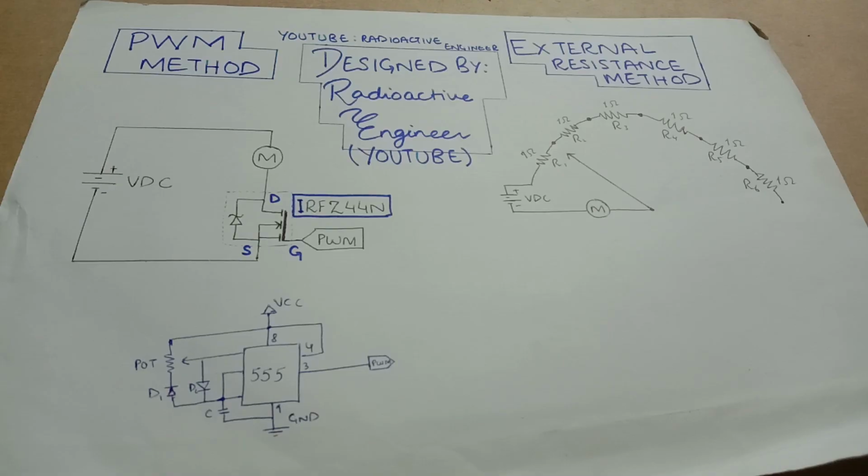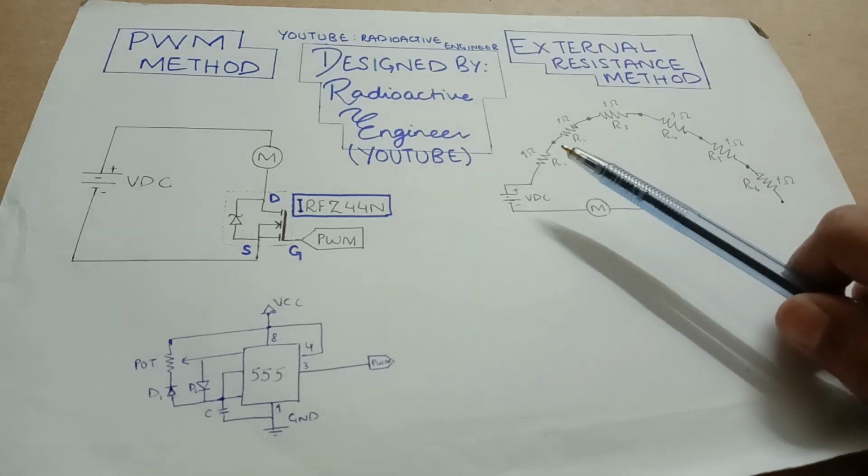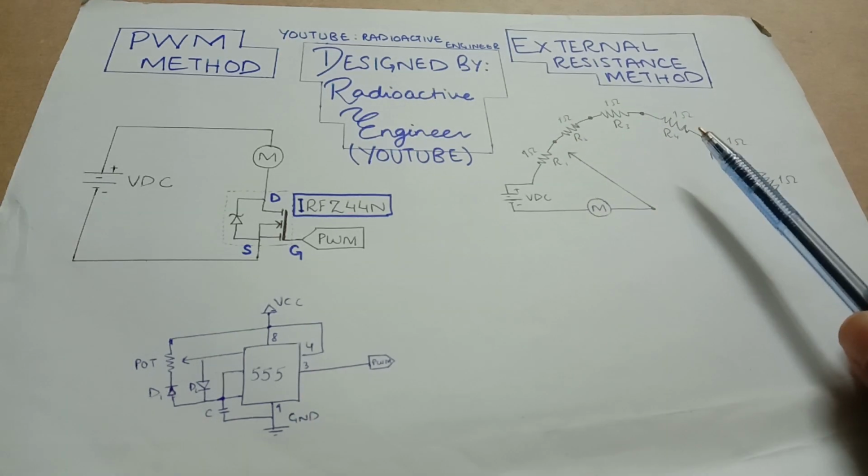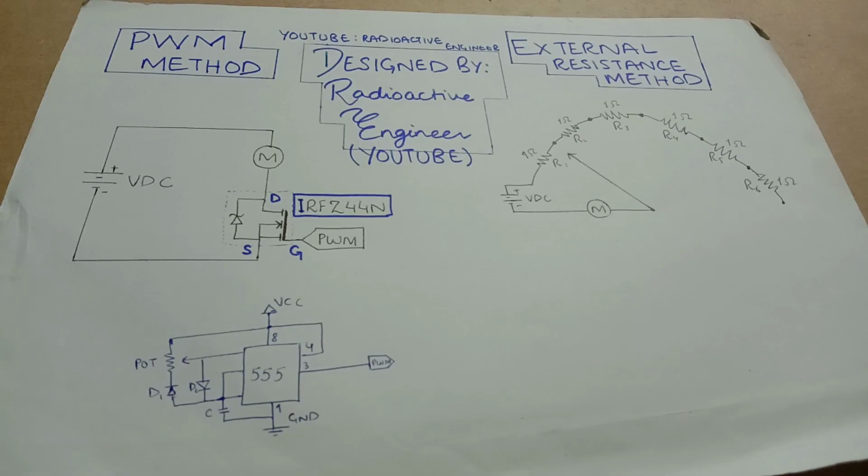Similarly, for controlling the speed using external resistances, I have used 6 1 ohm resistors in series, and as I move this connection towards the right, the speed decreases because the resistance is increasing, which decreases the current. So with our hands-on theory, we can build both these circuits. So to do this project, we would need a PMDC motor.